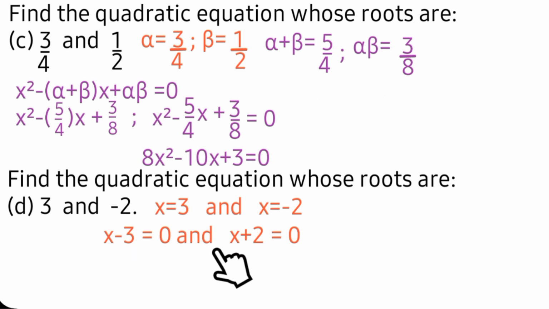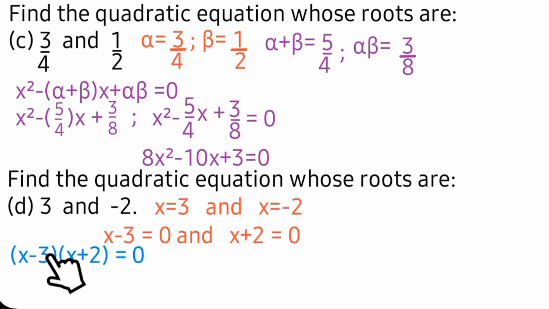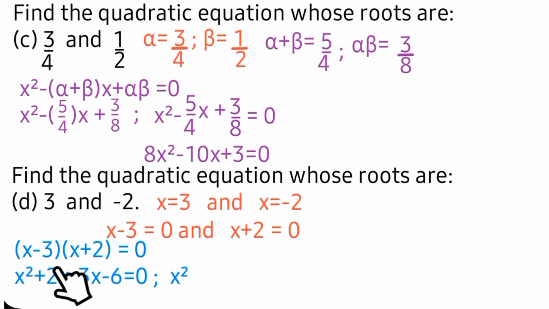Let's multiply the two derived equations. We have (x - 3) multiplied by (x + 2) equals 0. x times x is x squared, x times positive 2 is 2x, minus 3 times x is minus 3x, minus 3 times positive 2 is minus 6, equals 0. We have x squared, 2x minus 3x, then minus 6 equals 0. So therefore, x squared minus x minus 6 equals 0 is the quadratic equation whose roots are 3 and minus 2. You can as well use the second method and you have the same result.